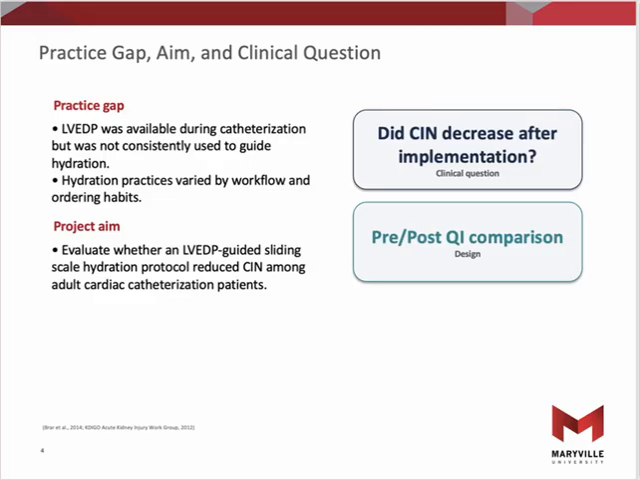So the project aimed to reduce contrast-induced nephropathy after cardiac catheterization by using the left ventricular end-diastolic pressure to guide hydration rates. A pre- and post-quality improvement design was used to evaluate the effectiveness of the sliding scale hydration protocol.